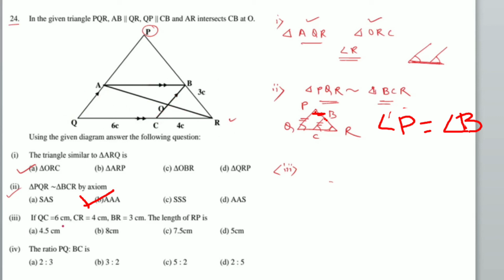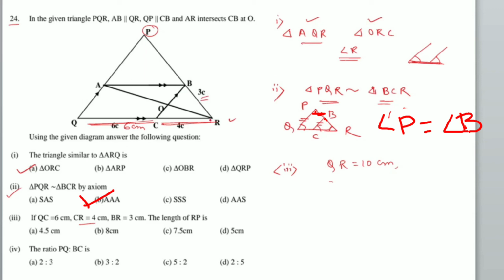So here it is said QC is equal to 6 cm, means this part is 6 cm, and CR means 4 cm, it is given. Therefore, total QR is equal to what? QR is equal to 10 cm. And BR is equal to 3 cm.